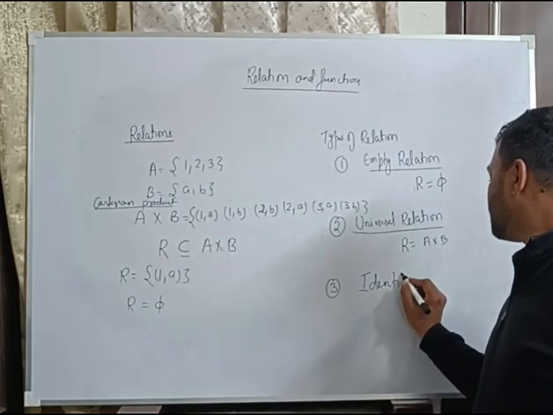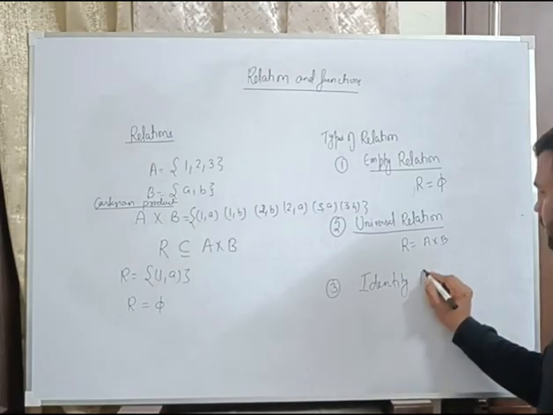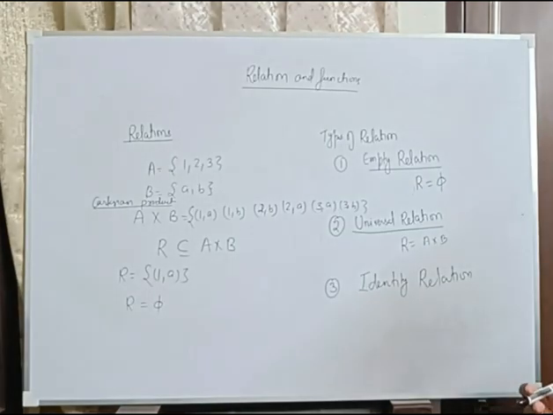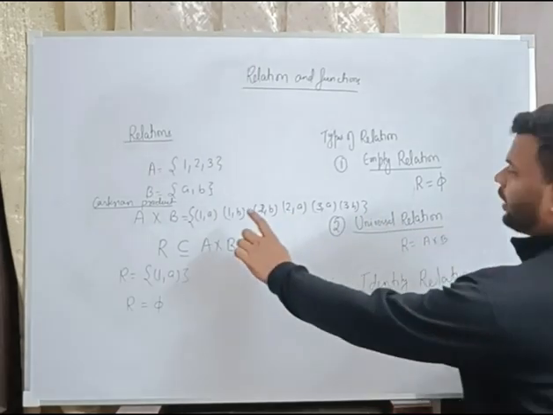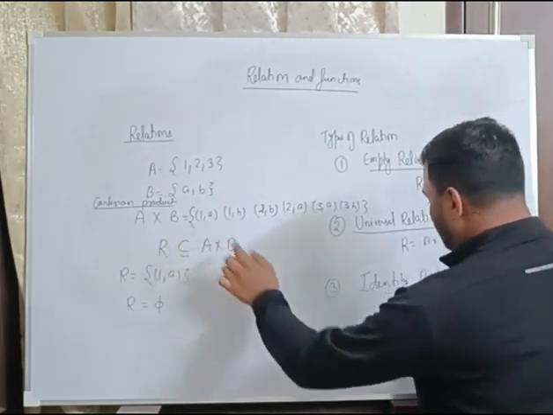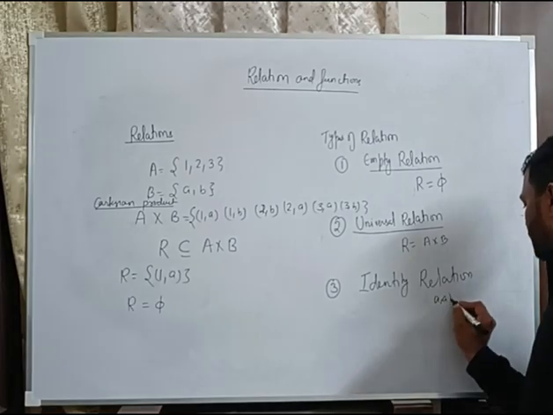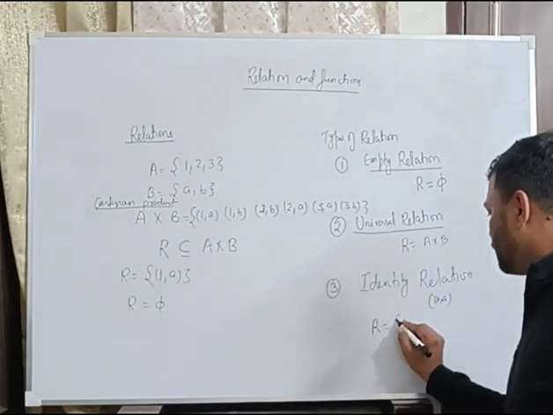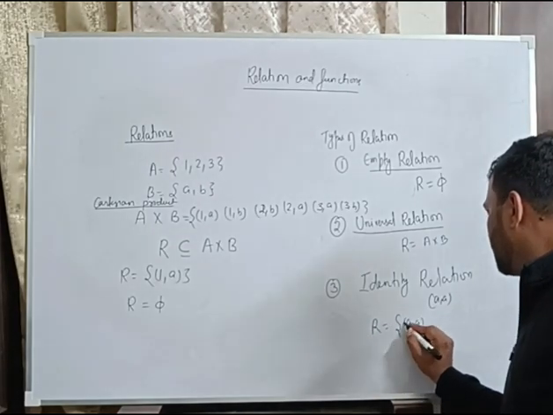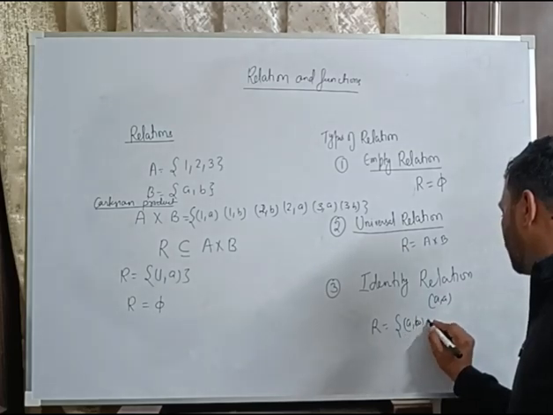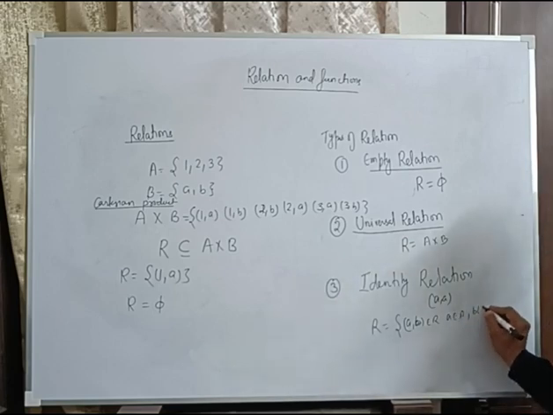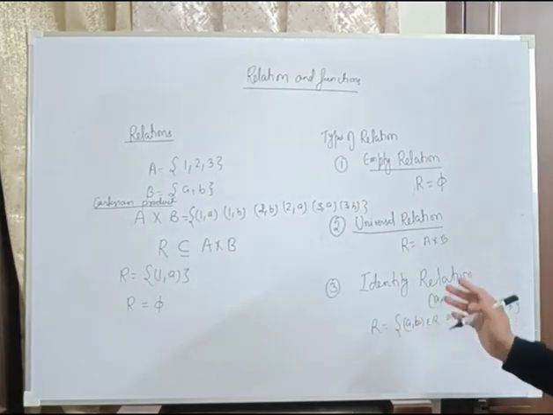Identity relation. So what is the identity relation? From its name you can relate that both the elements are the same, like in a pair a comma a, both are same. So this is the identity relation. But how can we write it in the form of a set? Here R equals a comma b belongs to R, where a belongs to capital A, small b belongs to capital B. When a equals b, then it is an identity relation.